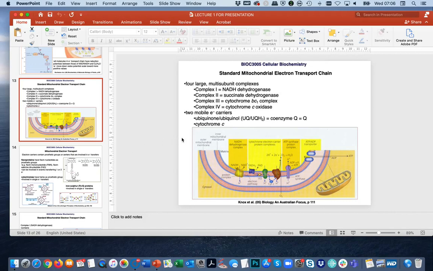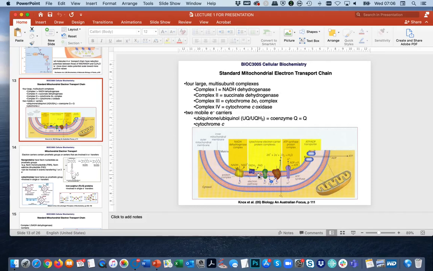Okay? And remember, there are also 2 mobile electron carriers, and so those are ubiquinone, that's the oxidized form, ubiquinol, the reduced form. That's also known in some textbooks and some journal articles as coenzyme Q, or simply Q in some diagrams. And then the second mobile electron carrier is cytochrome C, right? So all of those 4 complexes are shown in the diagram on the slide. And this is a very linear model of the mitochondrial electron transport chain.